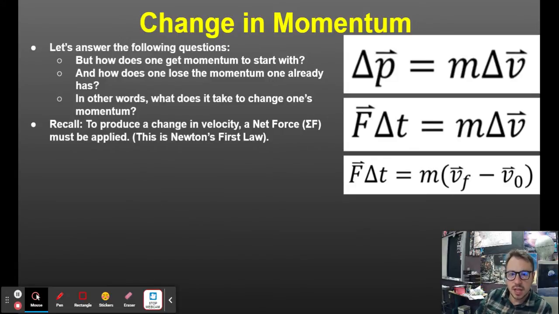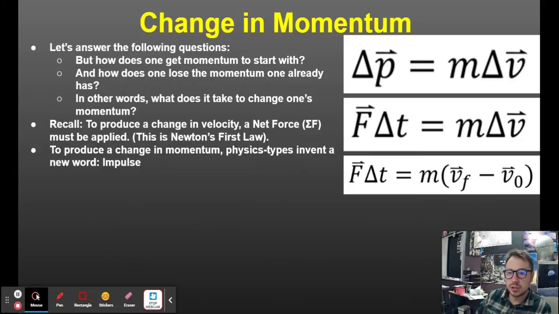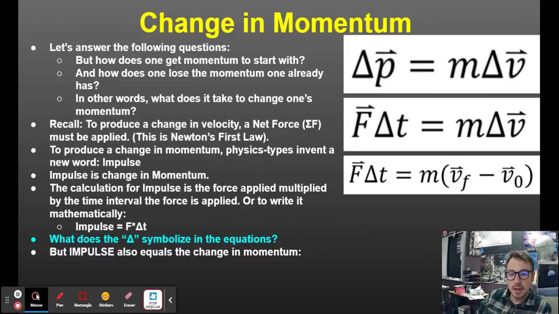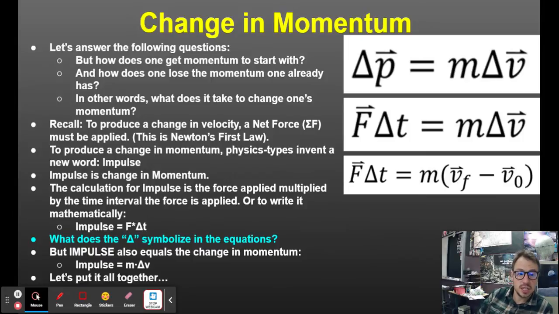Well, to produce a change in velocity, a net force must be applied. So to produce a change in momentum, well, you have to apply an impulse. Impulse is change in momentum. So the impulse to calculate is force times the time interval that force is applied. But impulse is also change in momentum. So we can write momentum as the mass, assuming the mass doesn't change, multiplied by the change in velocity. So if you put it all together, these three equations are all the same one. And that last one down at the bottom is the one we're going to use, right? So it's the impulse of force times the time interval equals the change in momentum, the mass times the change in velocity.